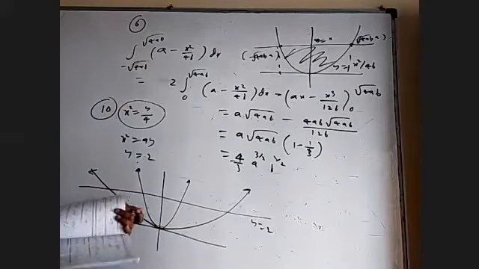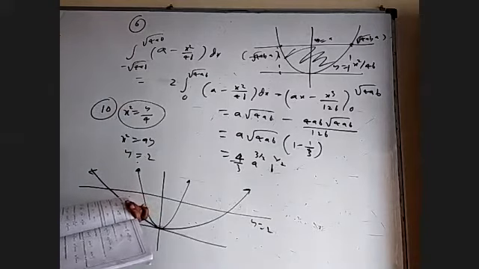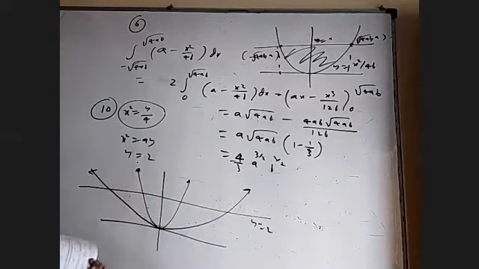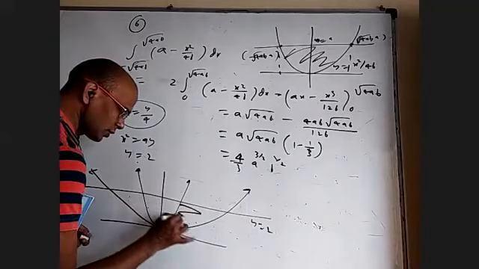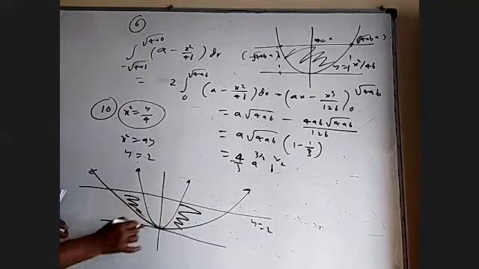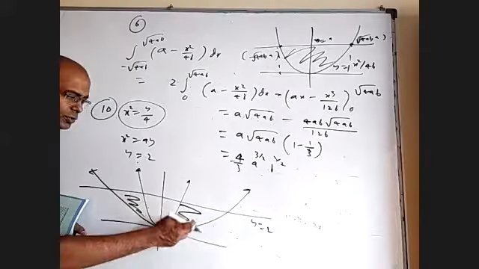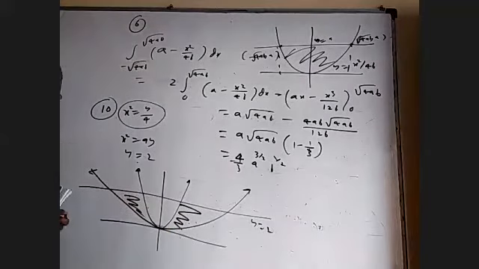Which area are they asking? Area bounded between the parabolas and the straight line. So they are asking either this or both. Bounded by these two parabolas and this. So this and this. Okay.